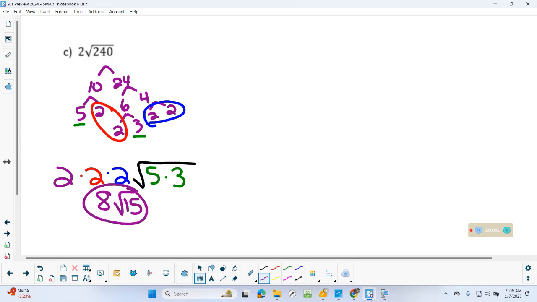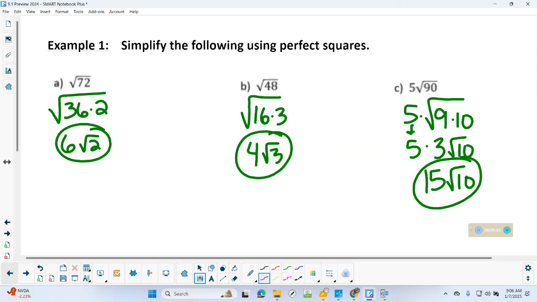So do I think one way is better than another? No, I sure don't. It's just really what you prefer to do. So on your homework, you can either do the factor tree style. I left you enough room for that. Or you can do it with the perfect squares. It's completely your call. It doesn't matter to me.